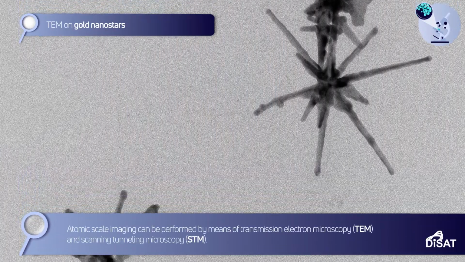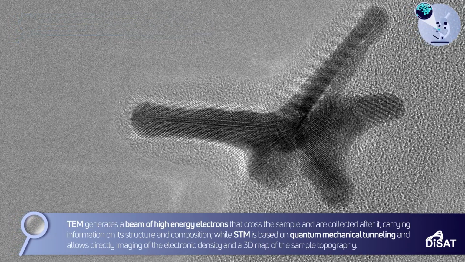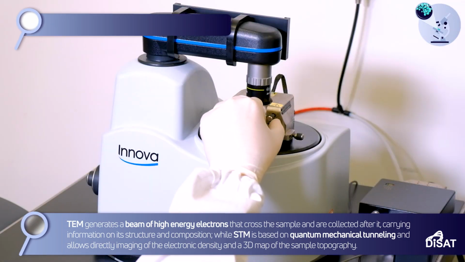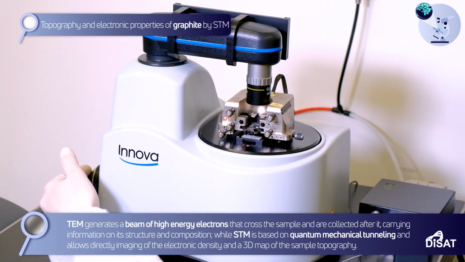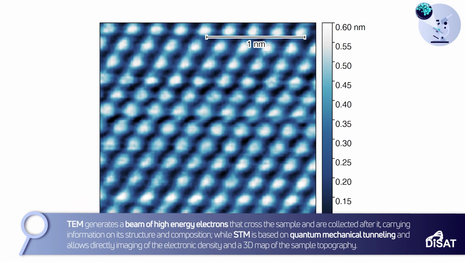Atomic scale imaging can be performed by means of transmission electron microscopy and scanning tunneling microscopy. TEM generates a beam of high-energy electrons that cross the sample and are collected after it, carrying information on its structure and composition, while STM is based on quantum mechanical tunneling and allows directly imaging of the electronic density and a 3D map of the sample topography.